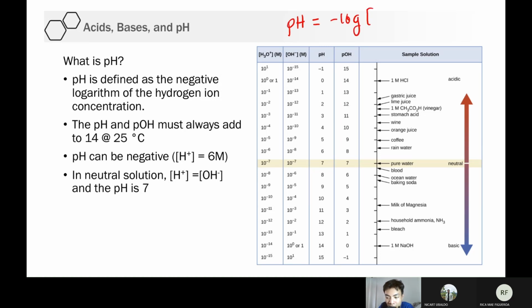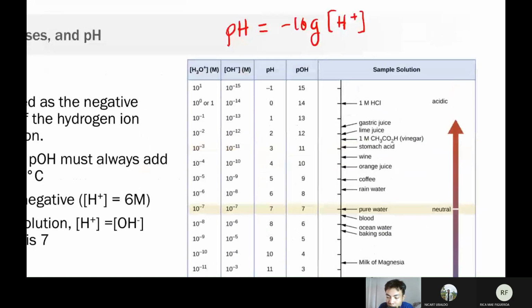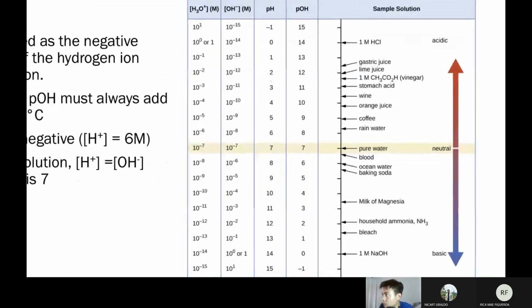That is negative log of the concentration of your acid. And with this equation, we were able to come up with the pH scale. Usually, alam natin, yung pH scale ay nagre-range from 0 to 14, although it can exceed that value. Pwede siyang maging negative or pwede siyang greater than 14 naman. So, ito yung ating pH scale for example lang.